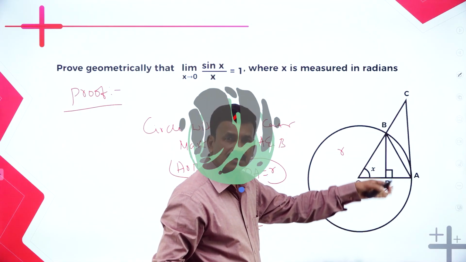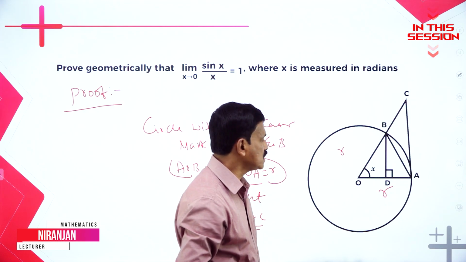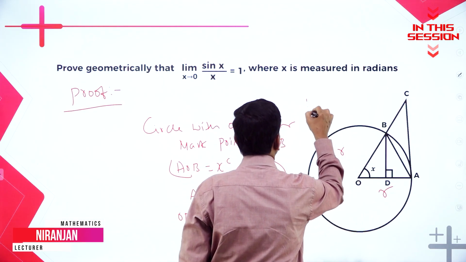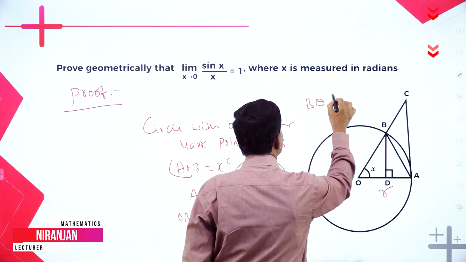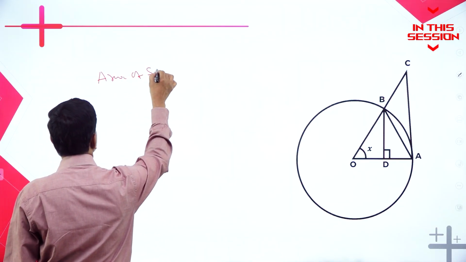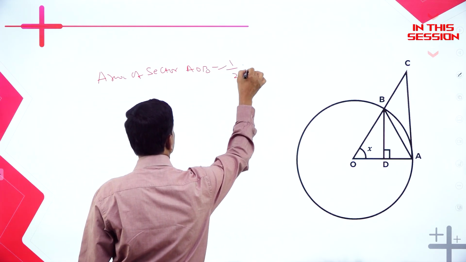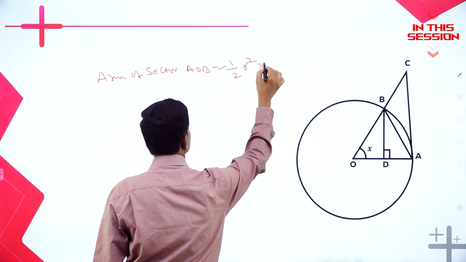At A, draw a tangent to the circle and produce OB to cut the tangent at C. Now, BN is drawn perpendicular to BD. BD is drawn perpendicular to OA. Area of a sector AOB is equal to, this is the derived expression, R square x.